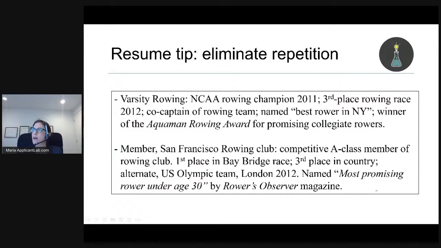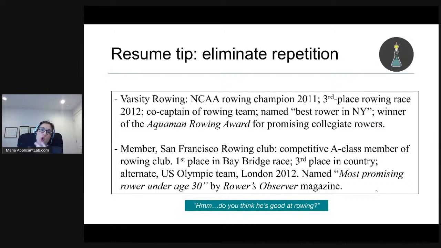Whew, man, I don't know about you, but I'm starting to get a sense. Do you think this guy's good at rowing? Do you think he's good at rowing? I think he's good at rowing. Do you think this person needed to spend so much time making the point, I'm good at rowing? So many words? This is a true story.